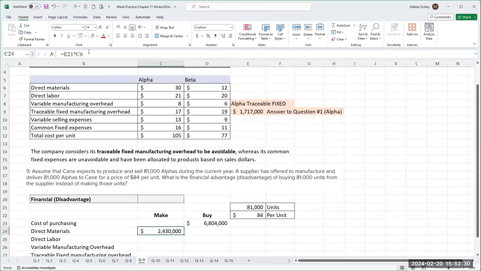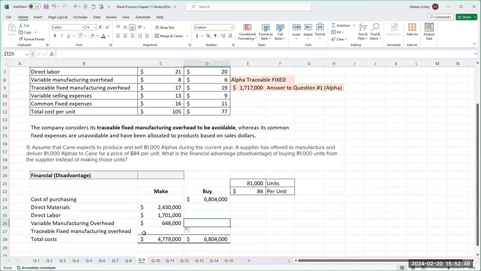And if I anchor this cell, then I can drag direct labor and variable manufacturing overhead, but don't go further because the next one's traceable fixed. So don't fall into that trap. We just need traceable. Oh, we need the total, right?